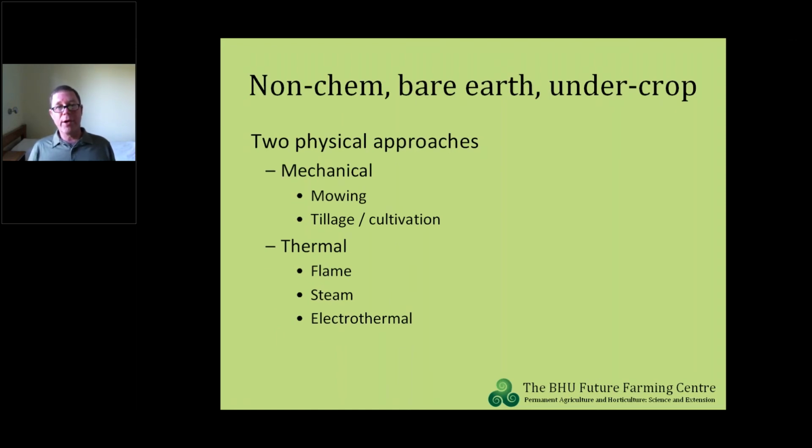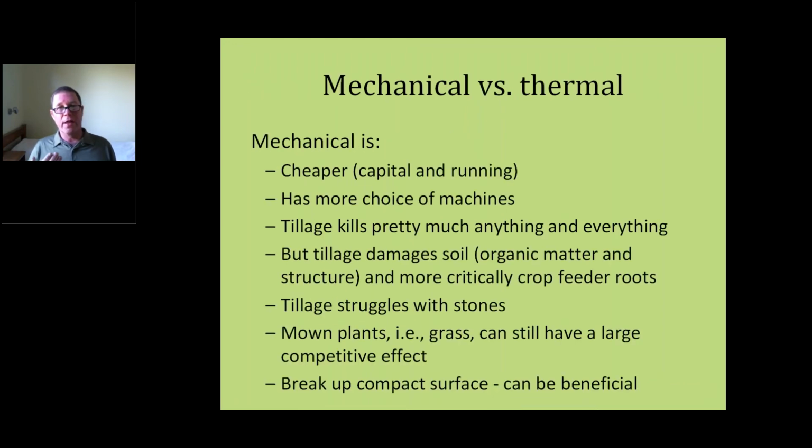There's the mechanical approach and the thermal approach. With each of those, we've got some subsections, and I'll just highlight each of those. But starting with the headlines, mechanical versus thermal. The mechanical options are generally simple-ish machines, so they're cheaper than the thermal options. Lots of people make machines for weeding and cultivating and mowing underneath vines now.